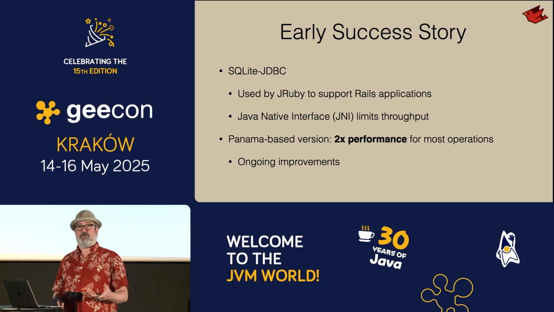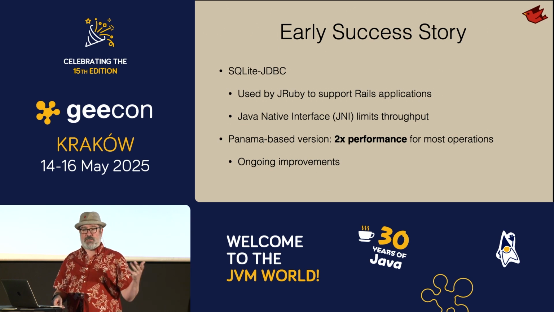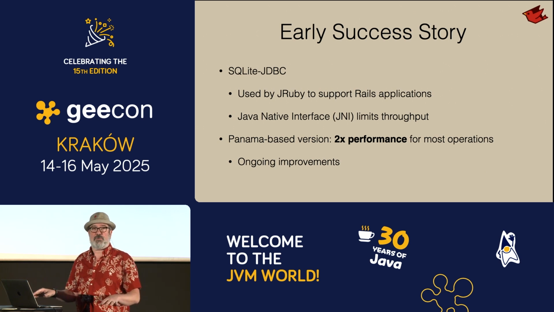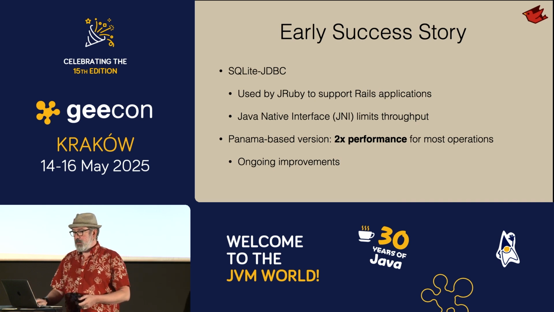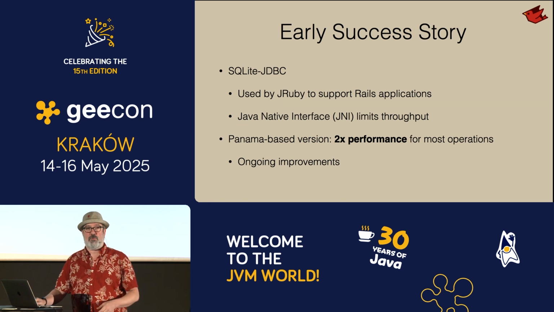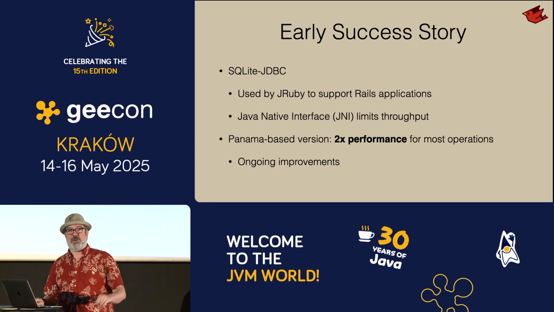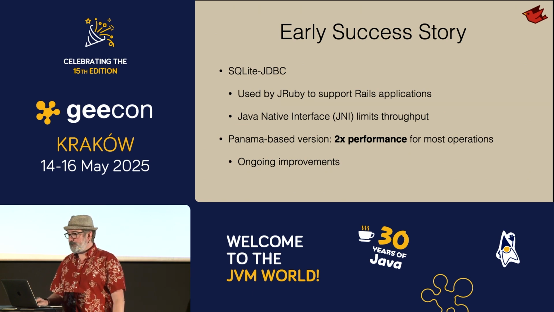The Panama-based version of SQLite JDBC is in development now, but already showing twice as much performance, much less overhead than using JNI, and we're continuing to see ongoing improvements in Panama and a lot of these libraries starting to bind with it. Panama available as of Java 22, so you pull in Java 24 or the next LTS, and you can start using Panama in your applications.